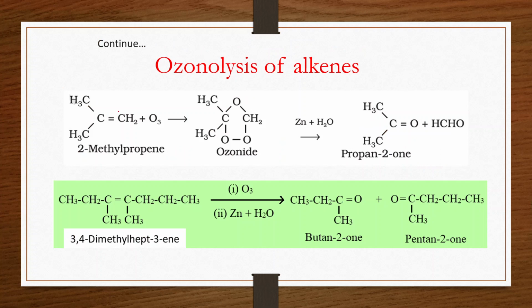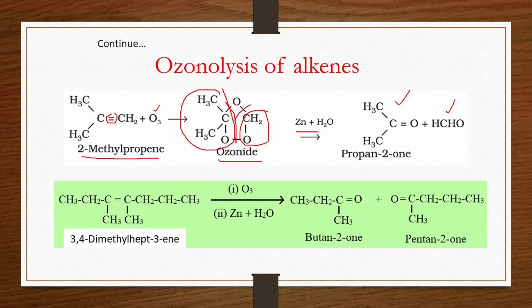See one more example of ozonolysis of alkene. This is 2-methylpropene. When it reacts with ozone, first we will get the ozonide. This double bond is completely broken. And when this ozonide is treated with zinc and water, then this will break in this way. You can say this CH3COCH3, this is propan-2-one, and this is CH2O, that is HCHO, methanal.